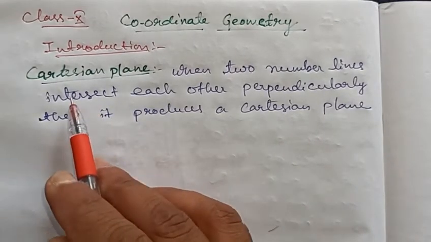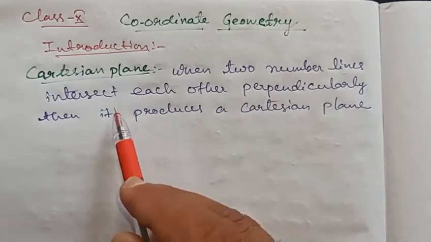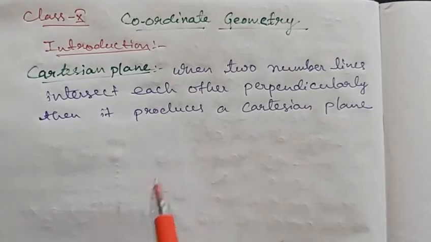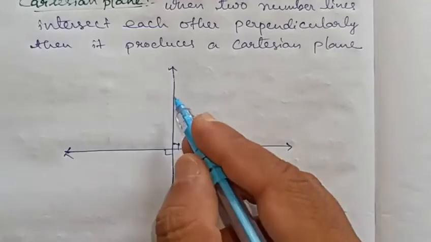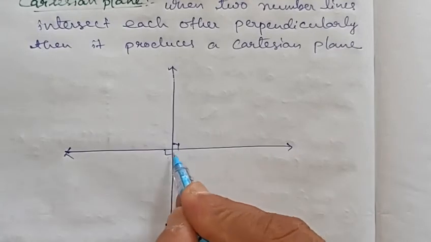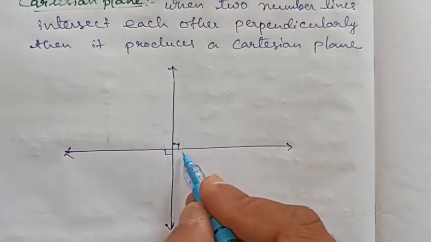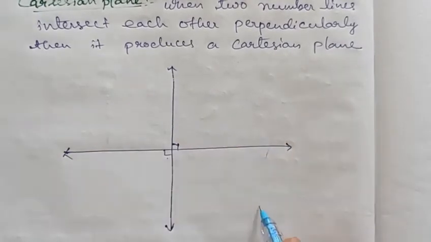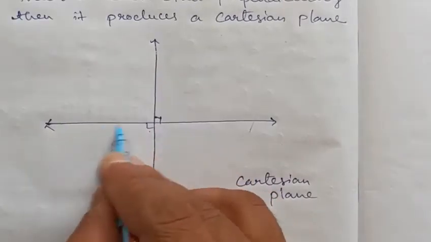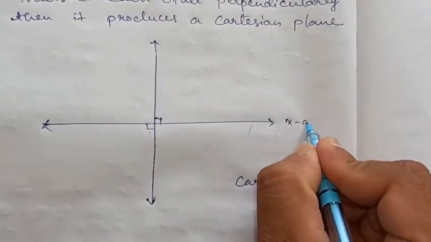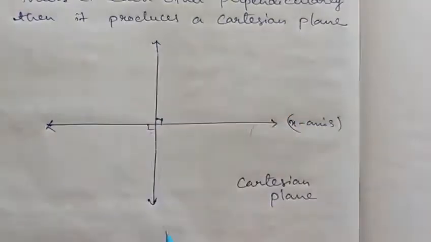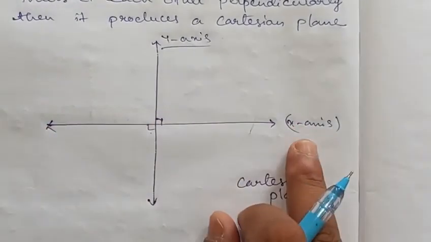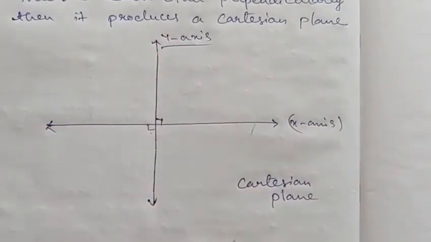First of all, I want to explain what is Cartesian plane. When two number lines intersect each other perpendicularly, then it produces a Cartesian plane. Means they make 90 degrees when they intersect. This is called a Cartesian plane. The horizontal line is called the x-axis and the vertical number line is called the y-axis.